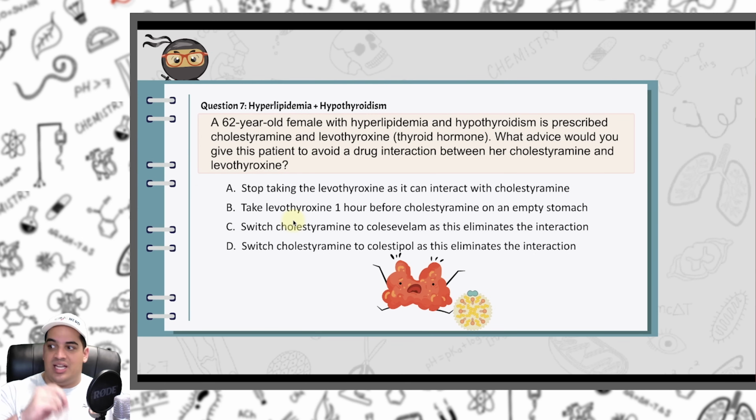So it's better to give the levothyroxine first, have it start getting absorbed first, and then give the cholestyramine so it doesn't bind it up and inhibit its absorption. So I'd take the drug first, levothyroxine, and then the cholestyramine later. So take levothyroxine 1 hour before cholestyramine. Yes.